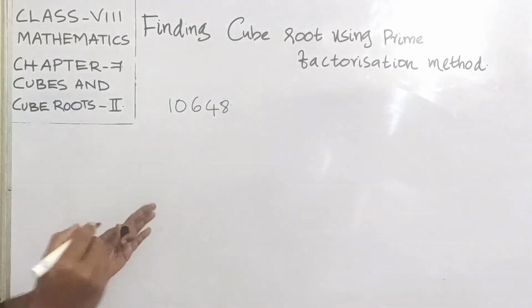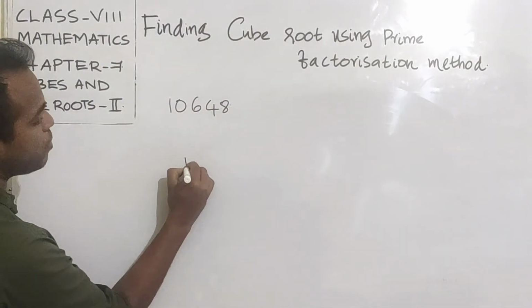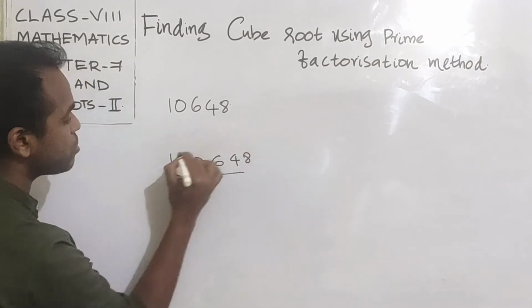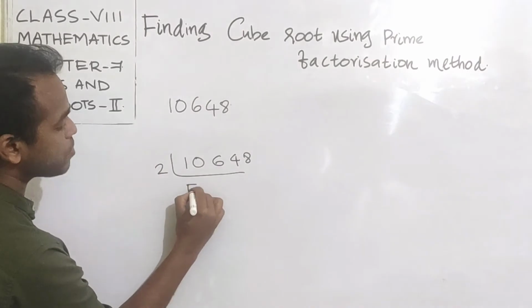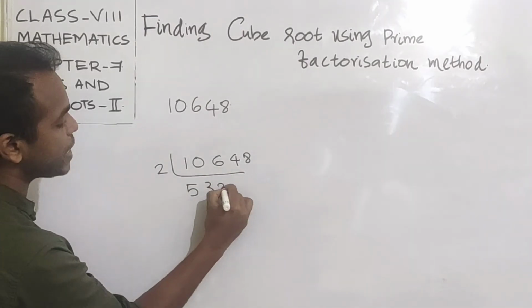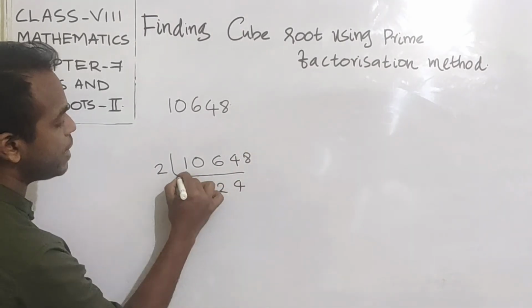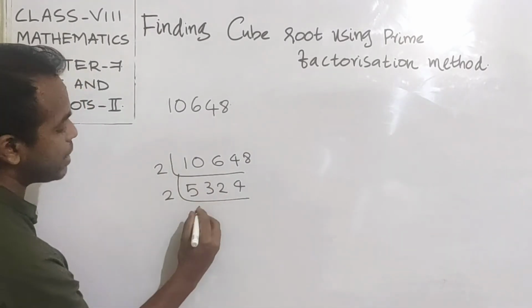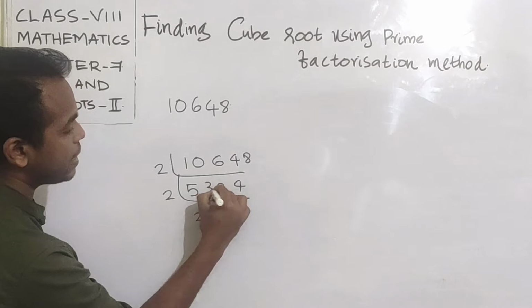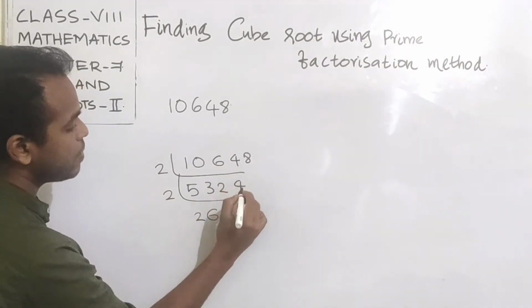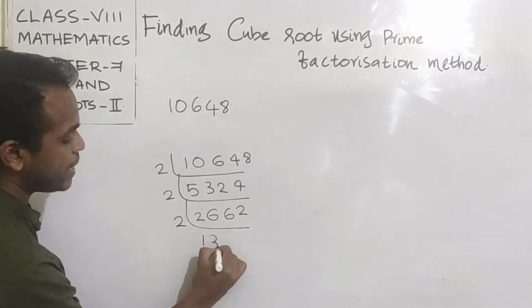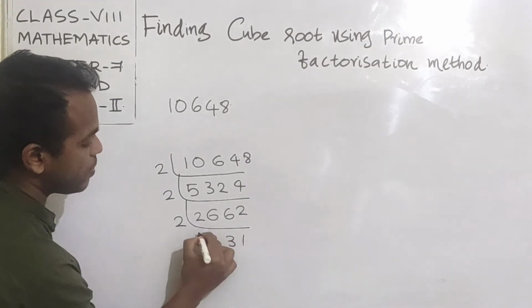Now let's start. First we will prime factorize this number, 10648. We can initially use the number 2. So how many times? 5 times 2 is 10, 6 times 2 is 12... 4 times in 8, 2 times 4 is 8, 2 times 6 is 12, 2 times 13 is 26, 2 times 31 is 62, and we have 5324, 2662, 1331.